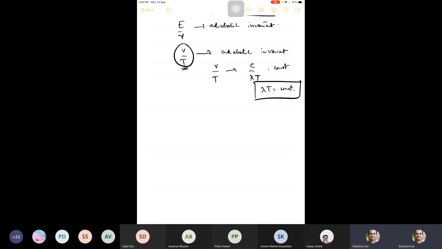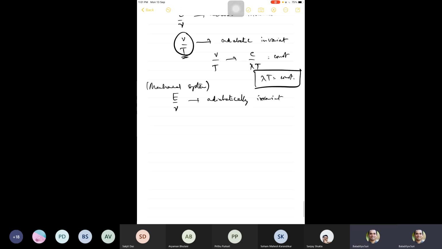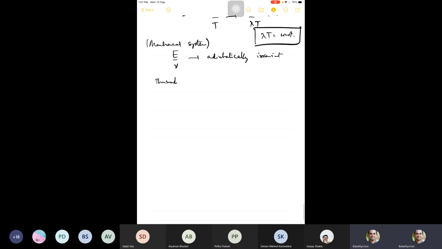What he said is, for an oscillator as a mechanical system, E by nu is a constant, adiabatically invariant. For any mechanical system, it can be any oscillator. Now for a thermodynamic system, that is an oscillator in equilibrium at temperature T, he showed that nu by T is a constant, an adiabatic invariant. Okay, now these are two different results.